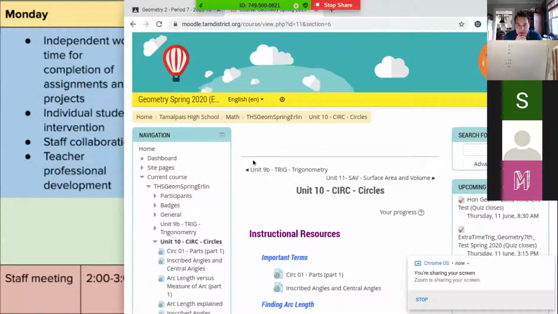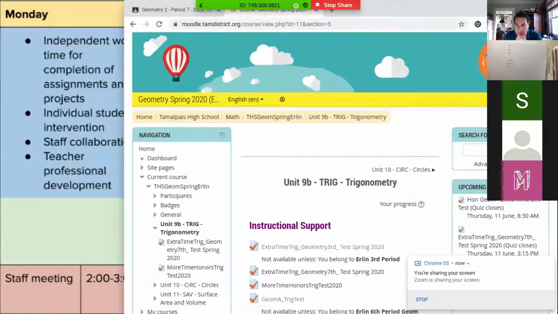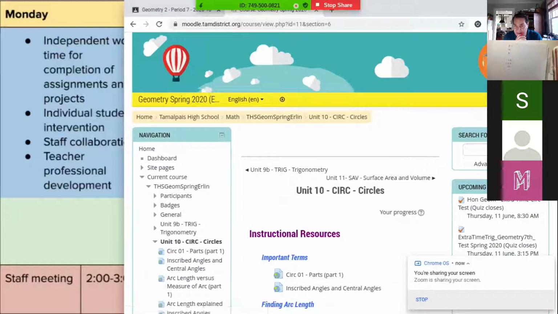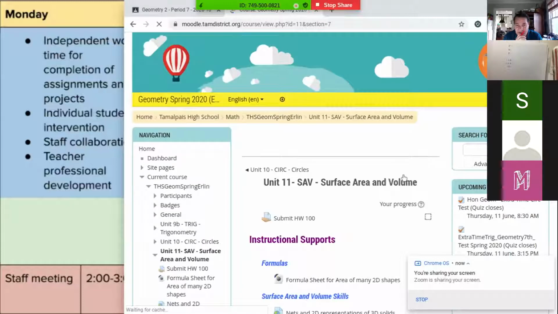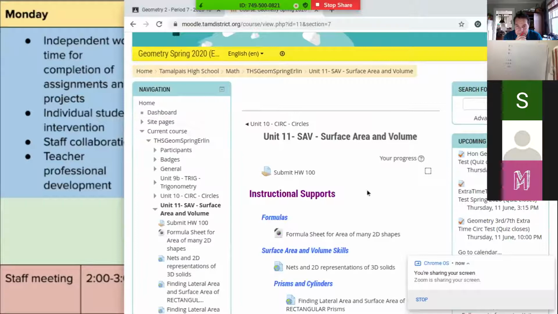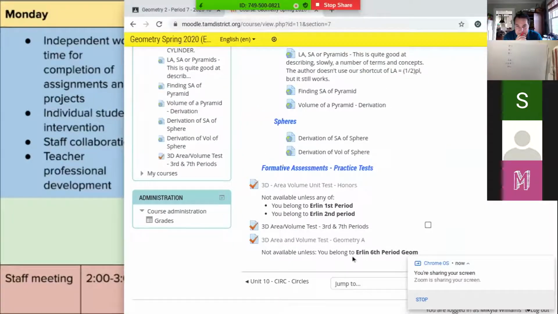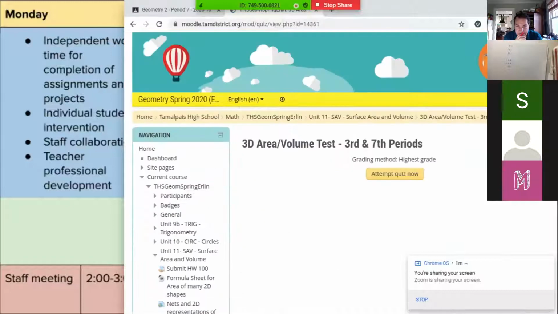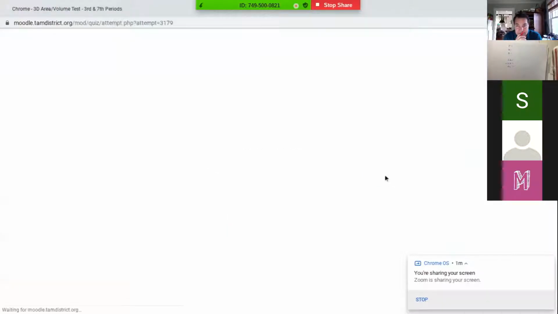Up on the top left, see where it says Unit 9B, trig? No, we don't want that. We want to go forward. Sorry, we want to do surface area. So go down to the right where it says Unit 10. Good, and then leave your cursor there. Now click on Unit 11, SAB. That's what we want. Scroll down to the bottom. That's it. 3D area volume test, 3rd and 7th periods. Attempt quiz now. Okay, you can just move forward to 3 and then go back and do those other ones in a minute.